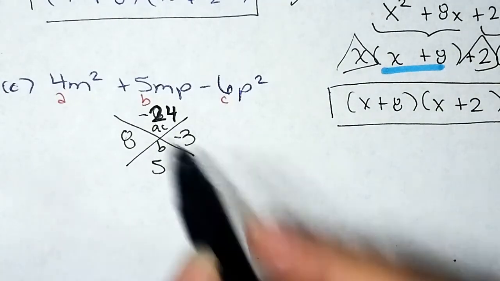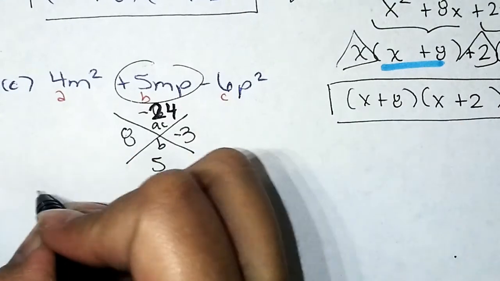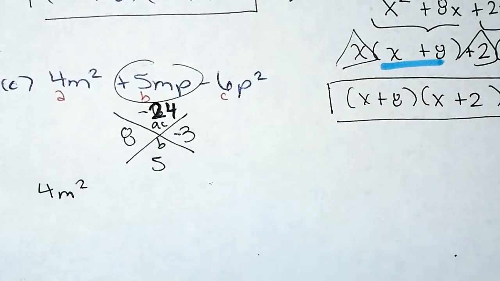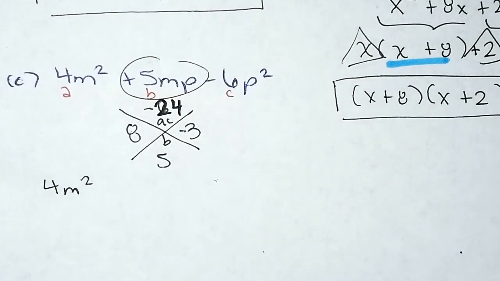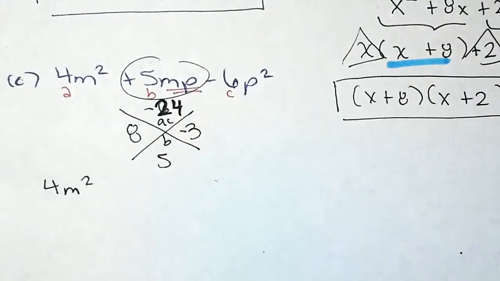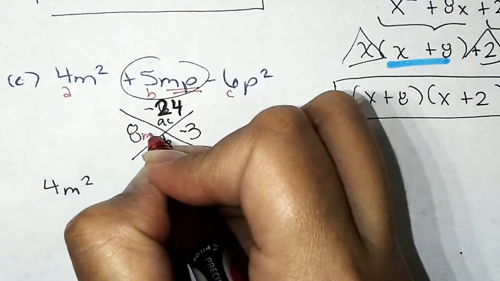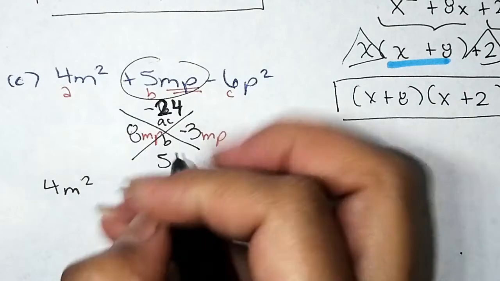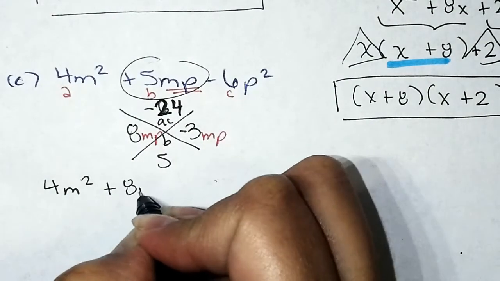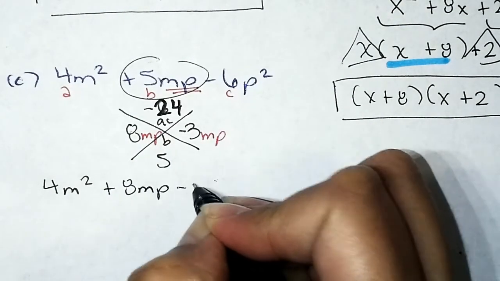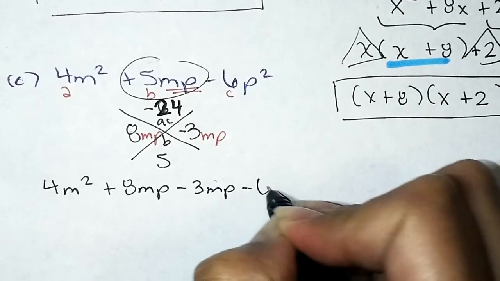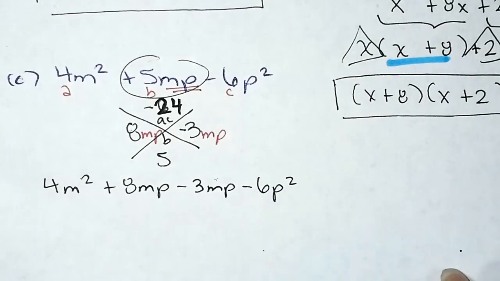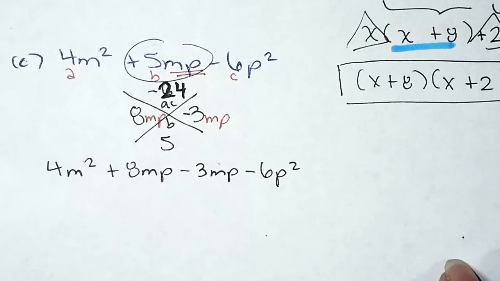So let's go ahead and split that middle term. Okay, so we have 4m squared, and we are going to replace the middle term. Let's look at the variable part. The variable part of that middle term is mp, so we will replace it with 8mp and -3mp. You got this, okay? So 8 is positive, so plus 8mp. 3 is negative, so minus 3mp. And remember, we are not changing anything. We are just rewriting our expression, okay?